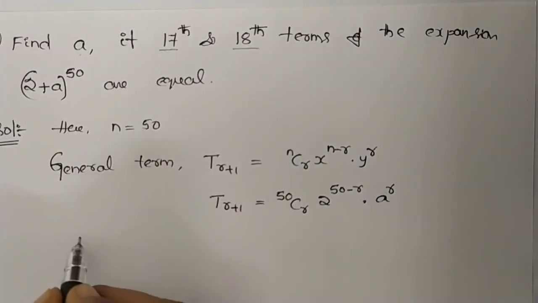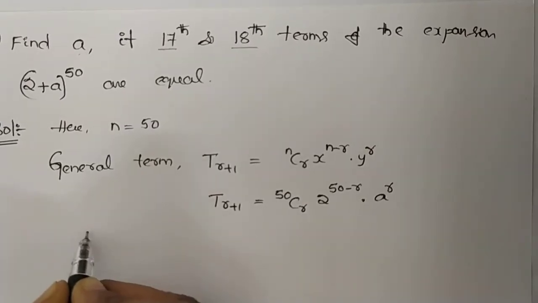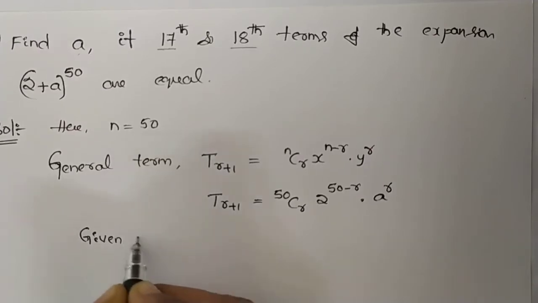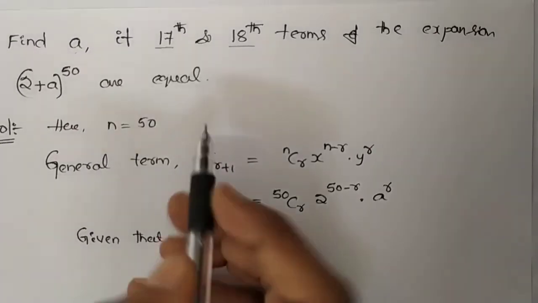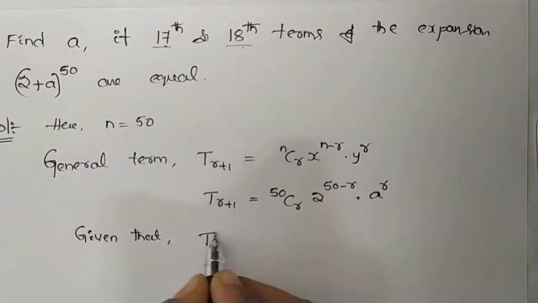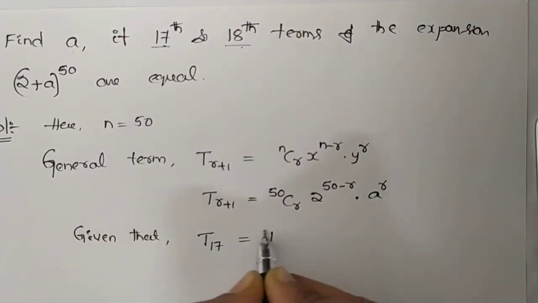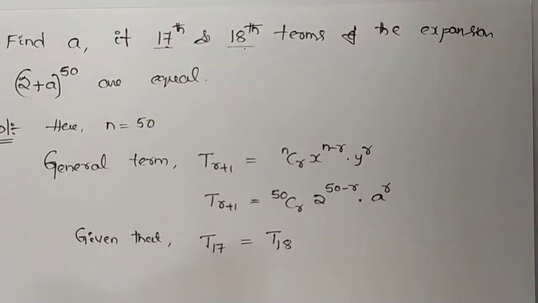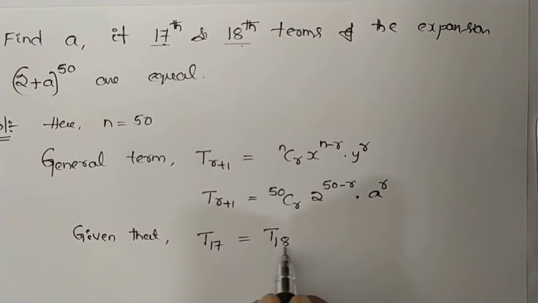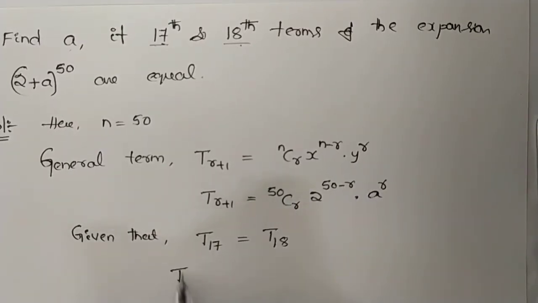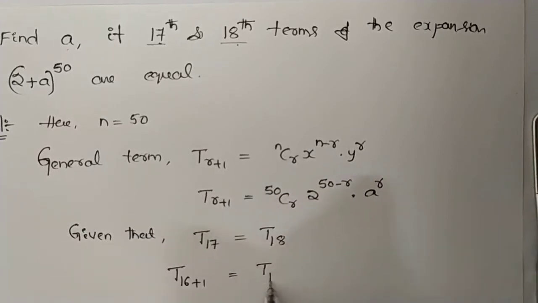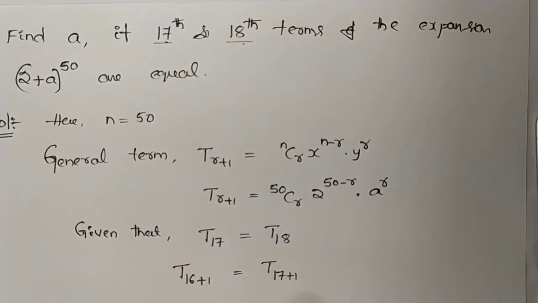Next, we need to find the value of a, so he has given in the question itself that the 17th and 18th terms of the expansion are equal. That is, T17 equals T18. Now split T17 and T18 in the form of r plus 1. So 17 can be written as 16 plus 1, and 18 can be written as 17 plus 1. Understand?